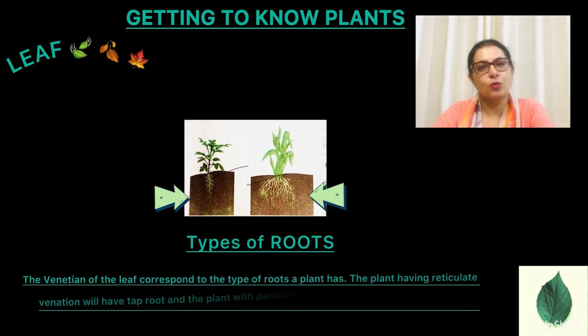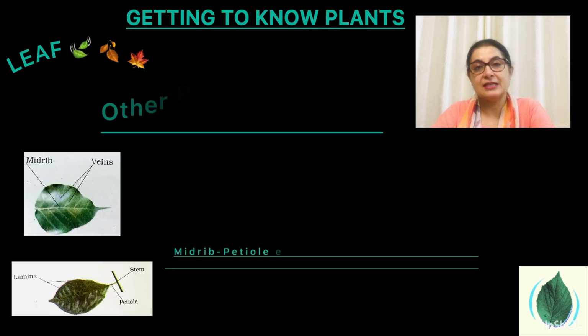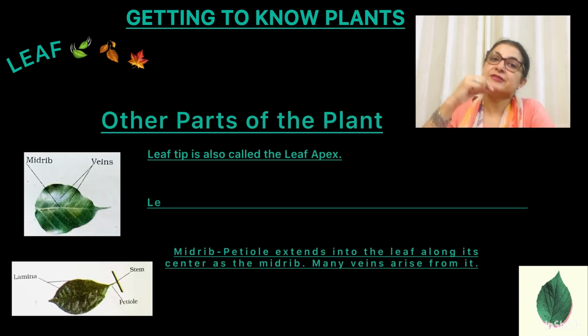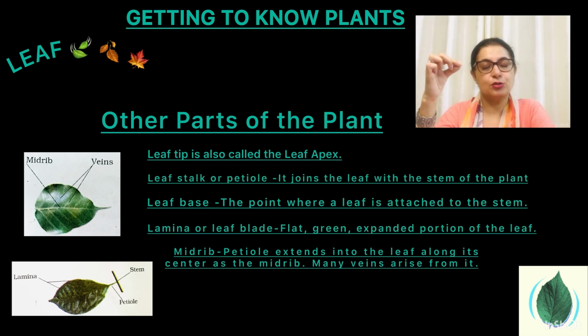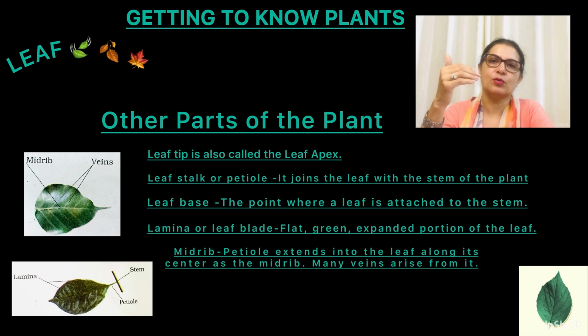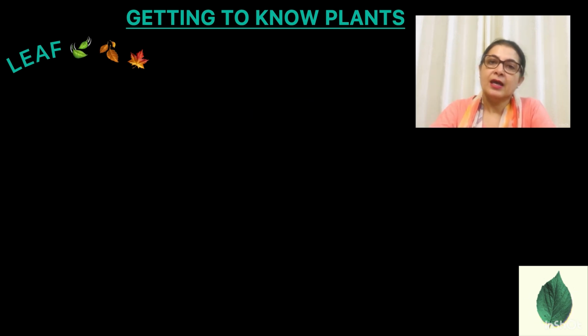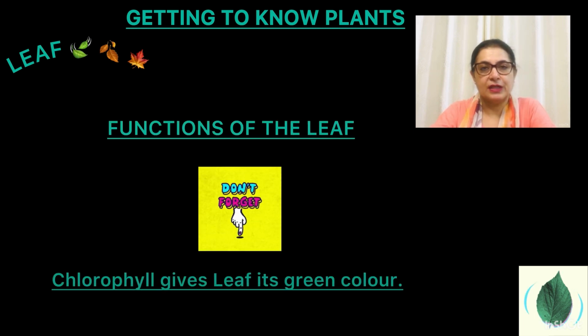So in addition, what are the other parts of the leaf in its structure? The leaf tip is what is known as the leaf apex, and there is a small stalk, as you can see in the diagram, by means of which it is attached to the stem, and that is known as the petiole. Now, what are the functions of the leaves?